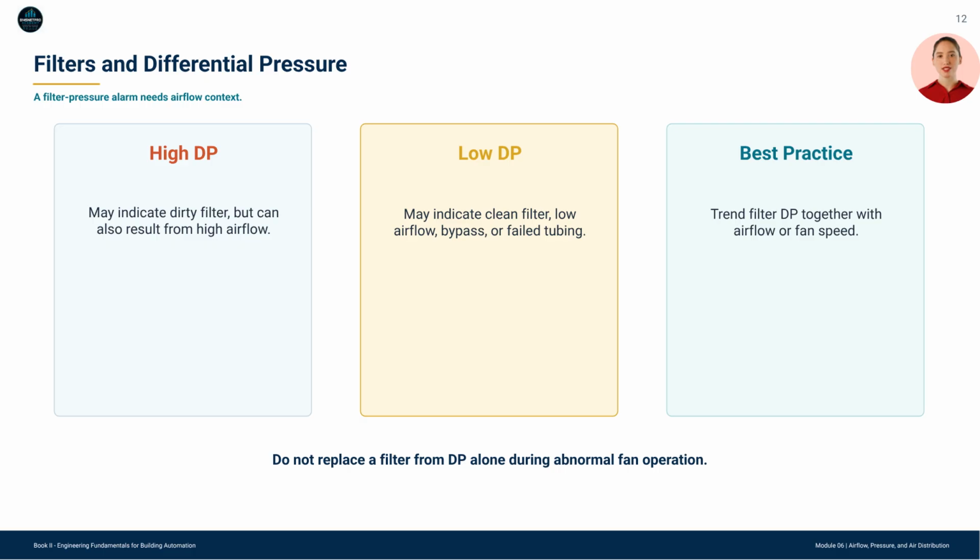The best practice is to trend filter differential pressure together with airflow, fan speed, and operating mode. For example, do not make a filter replacement decision based only on a pressure reading taken during test mode with the fan at 100%. The pressure value is meaningful only when the operating condition is understood.